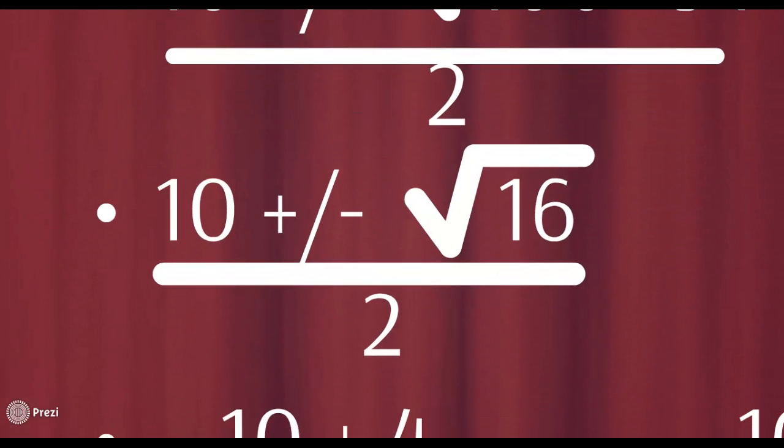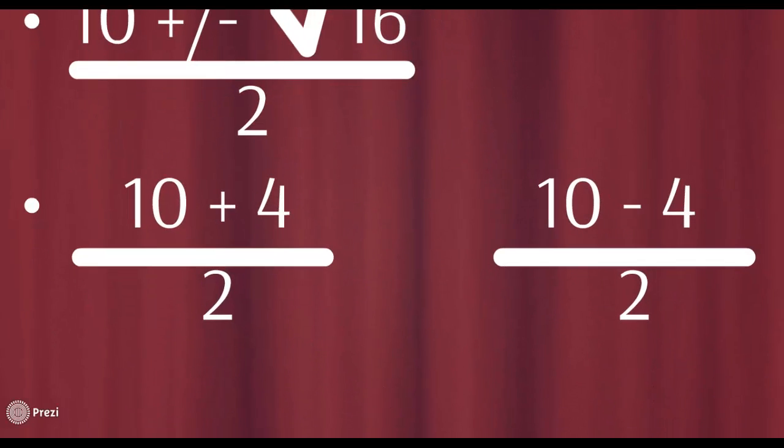And now what we do is that we subtract the 84 from the 100 to get the square root of 16, which is 4. So basically we'll be left with two different equations: 10 plus 4 over 2 and 10 minus 4 over 2. You should always separate the one equation into two different equations if you ever see a plus or minus sign.